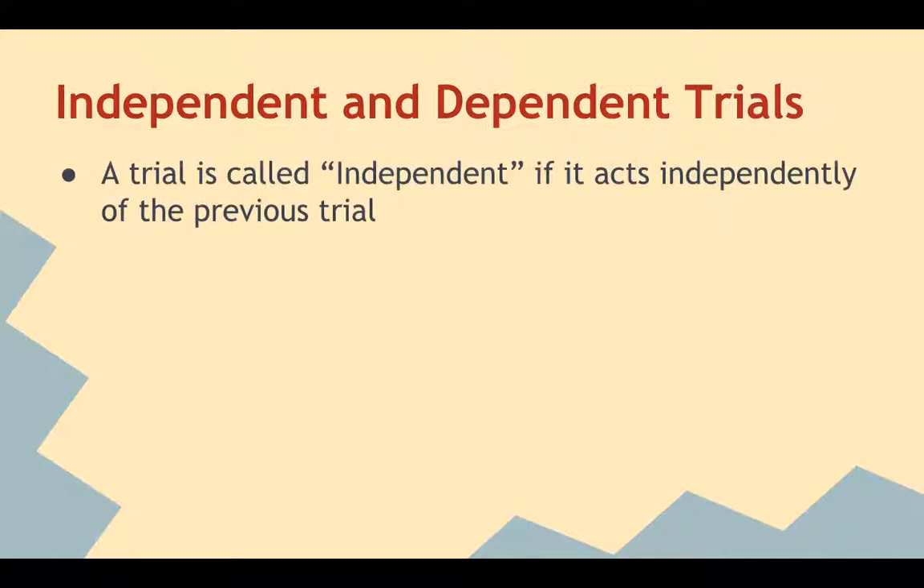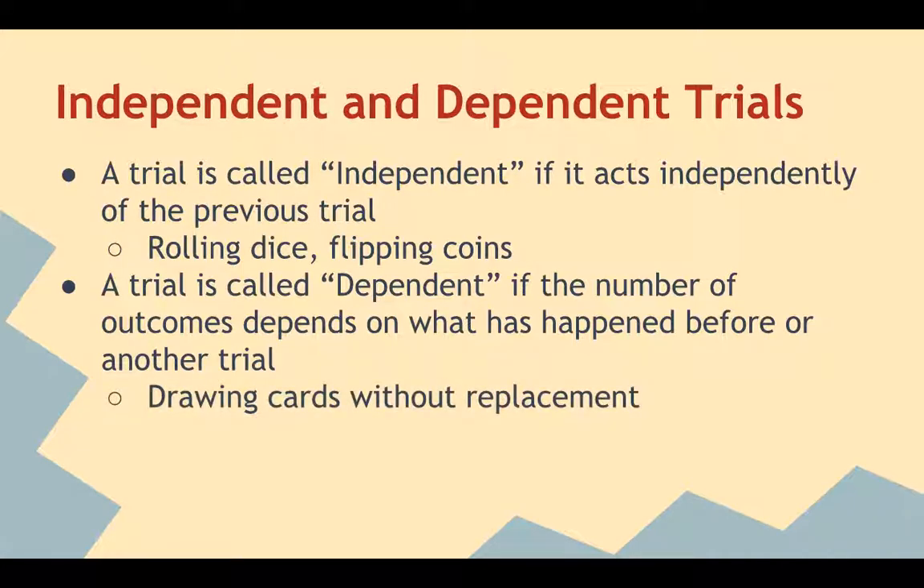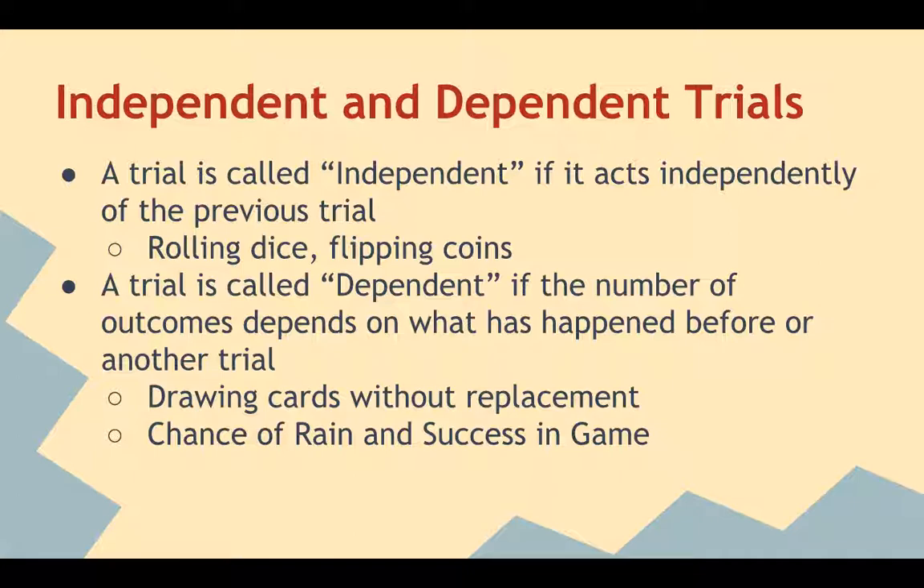Independent trials. A trial is independent if it acts independently of the previous trial. Rolling dice and flipping coins are all independent trials. It's dependent if the number of outcomes depends on what happened before, so drawing cards without replacement, so not putting the card back after you draw it. Chance of rain and success in a game are other examples.